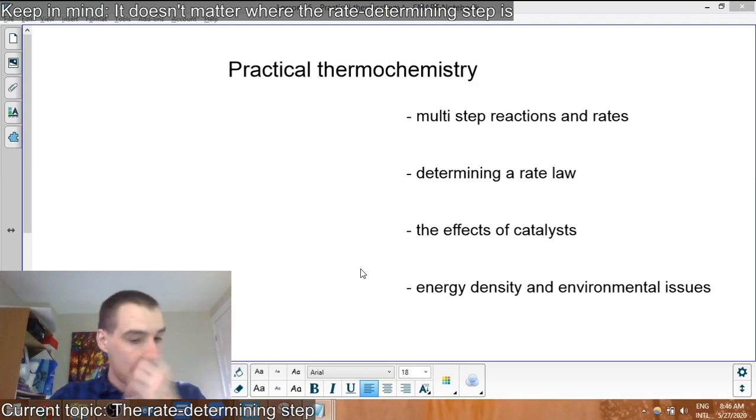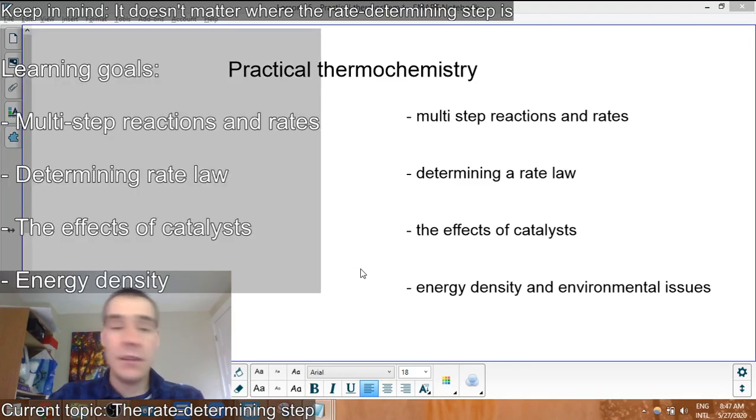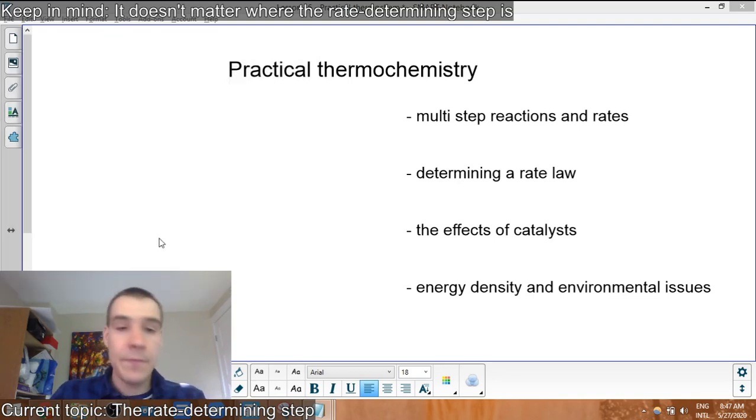All right, grade 12 chemistry. We're talking about practical thermochemistry today. So these are some ways that these concepts are used in industry and in theory. Here are our goals. We're going to talk about multi-step reactions and rates, determining rate law, the effects of catalysts, and then we'll talk about energy density and some environmental issues involved with energy density.